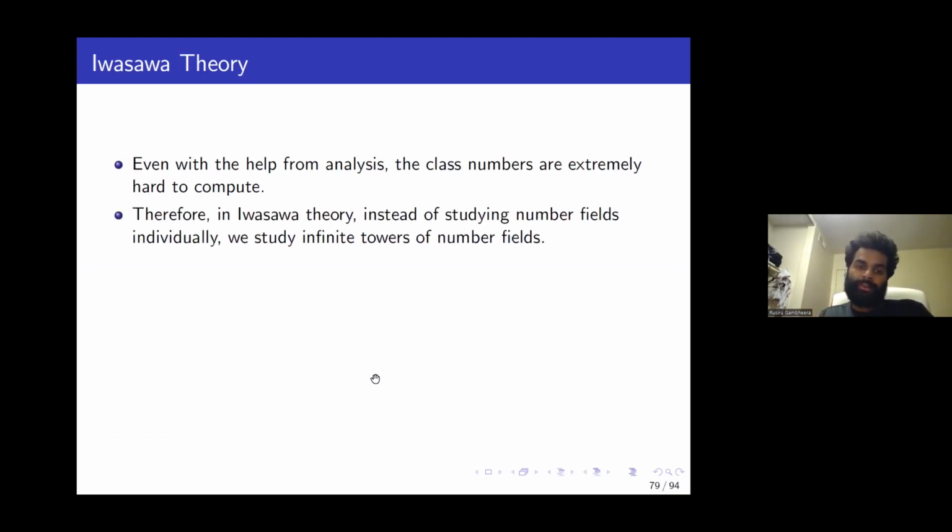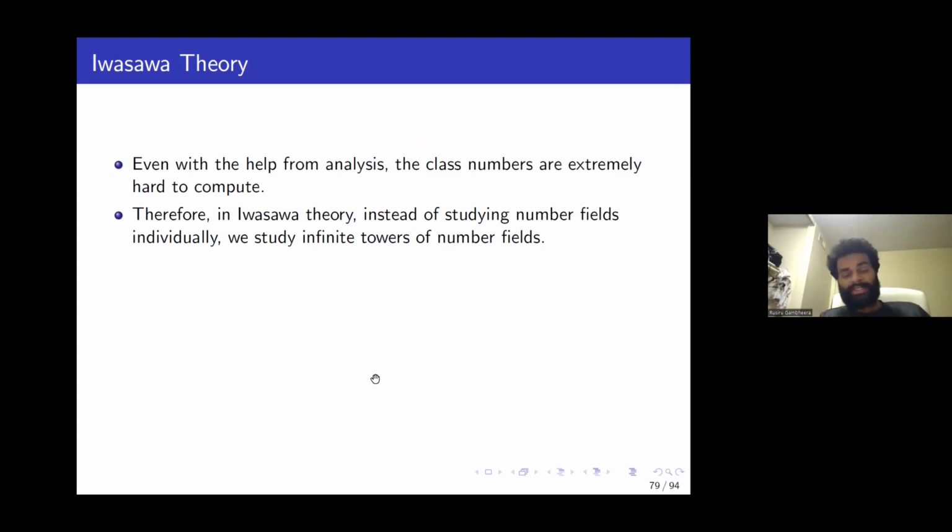So in Iwasawa theory, instead of looking at single number fields, we look at towers of number fields, one on top of each other, stacked as an infinite tower. This is Iwasawa's brilliant idea about looking at infinite towers of number fields instead of looking at each of them individually.